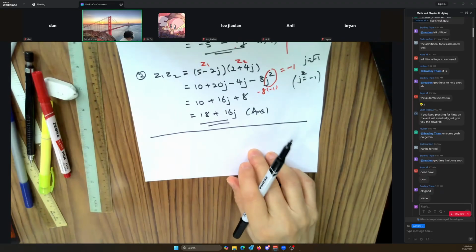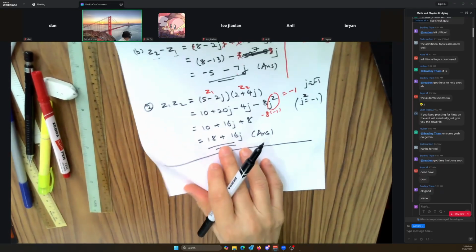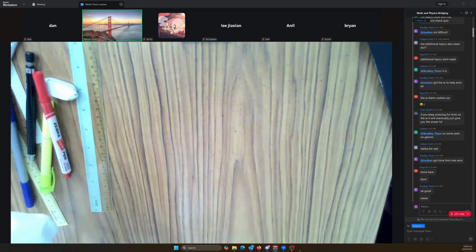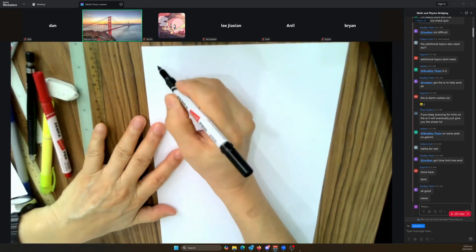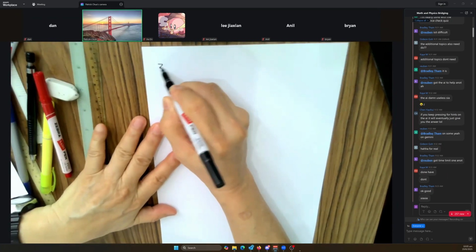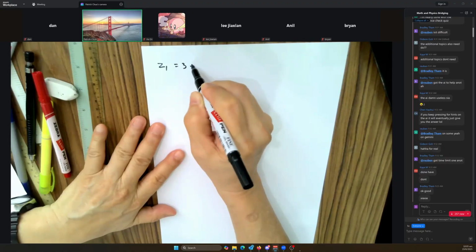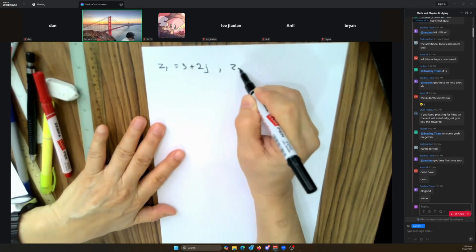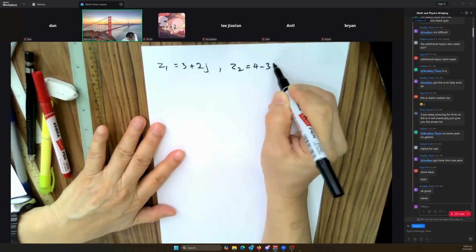Okay, let me use a fresh bit for the next one. Conjugate. The example on conjugate. Z1 is equal to 3 plus 2j. Z2 is equal to 4 minus 3j.